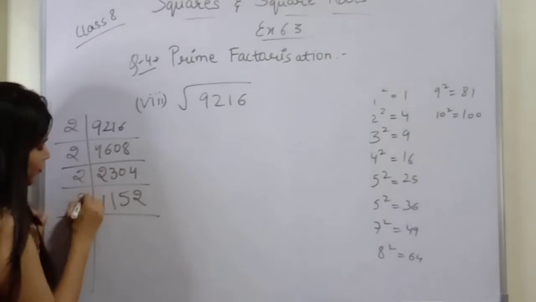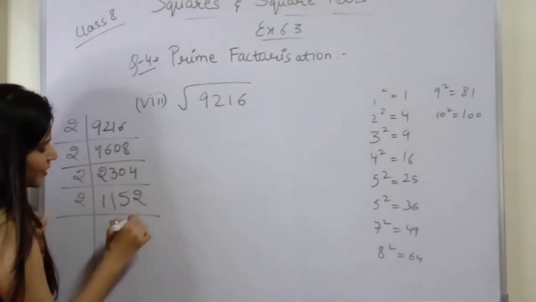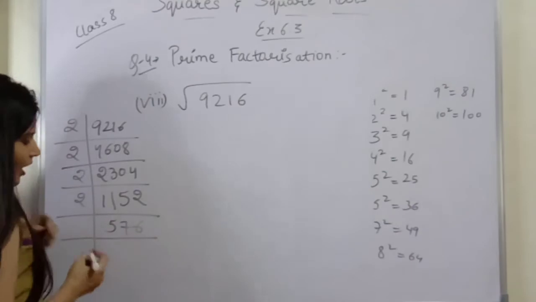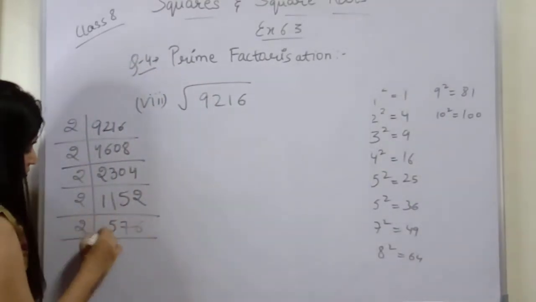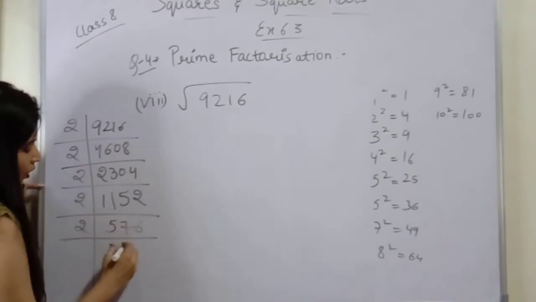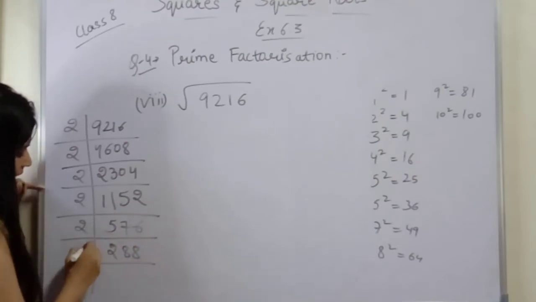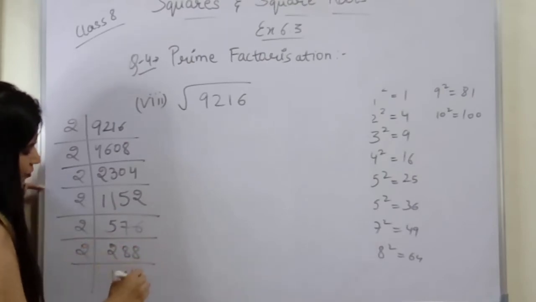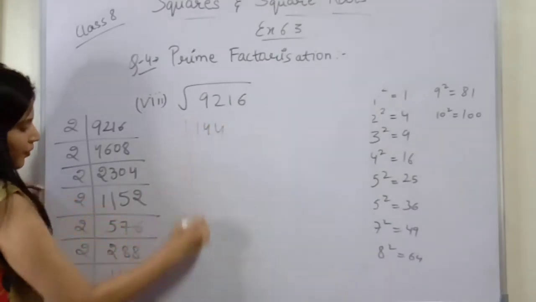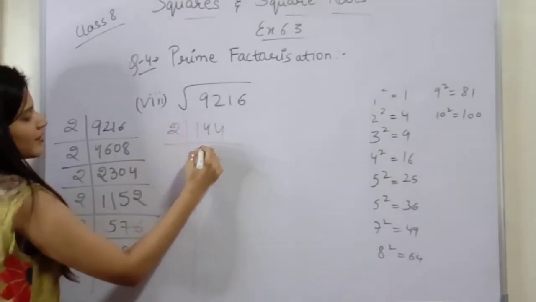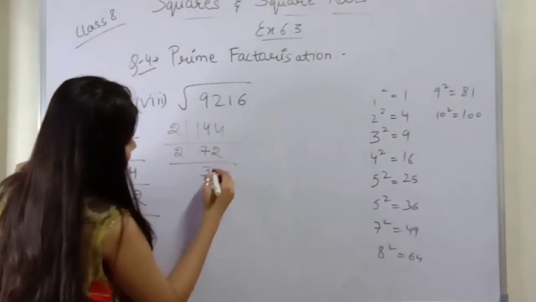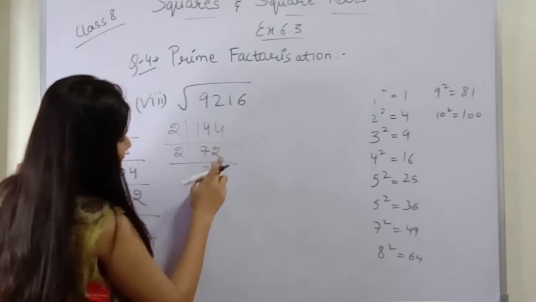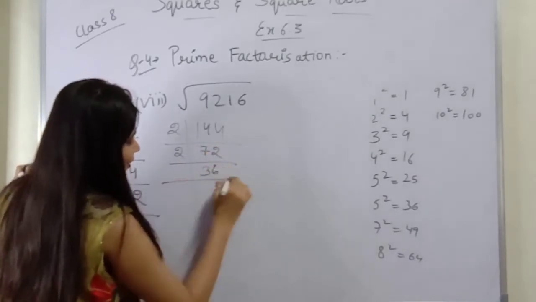Again this is a multiple of 2. 2 5s are 10, 2 7s are 14, 2 6s are 12. Again multiple of 2. 576 है. 2 2s are 4, 2 8s are 16 and 2 8s are 16. Again 2 1s are 2, 2 4s are 8, 2 4s are 8. 144. Again 2 7s are 14, 2 2s are 4. Again 2 3s are 6, 2 6s are 12.